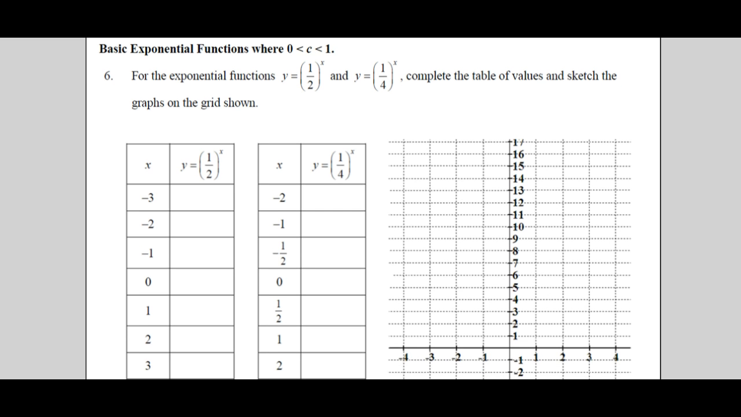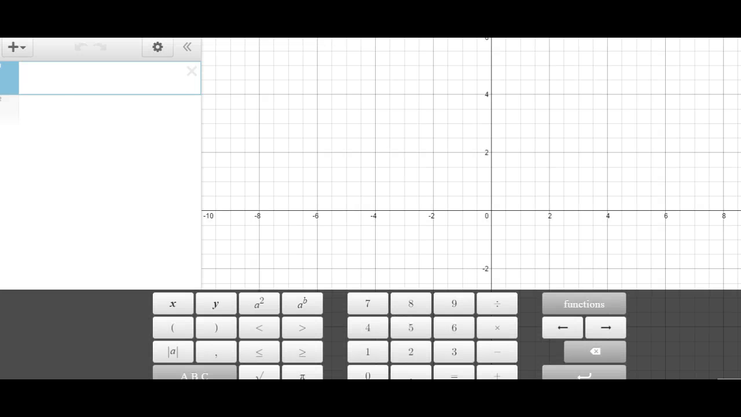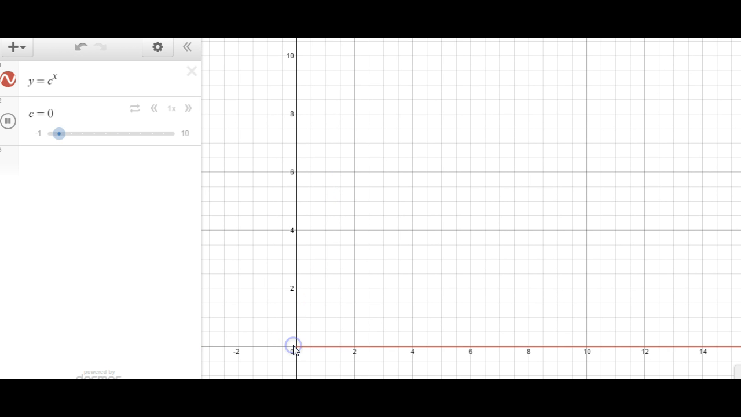Basic exponential functions where c is between 0 and 1. Well, just before we do that, let's just go play with the exponential function here. So I write y equals c to the power of x. It says add slider c, and I say okay. And I'm going to set c, let's go from -1 to, let's go to 10 by 1s maybe. Let's press play. So, okay, you can see what's happening as c changes.